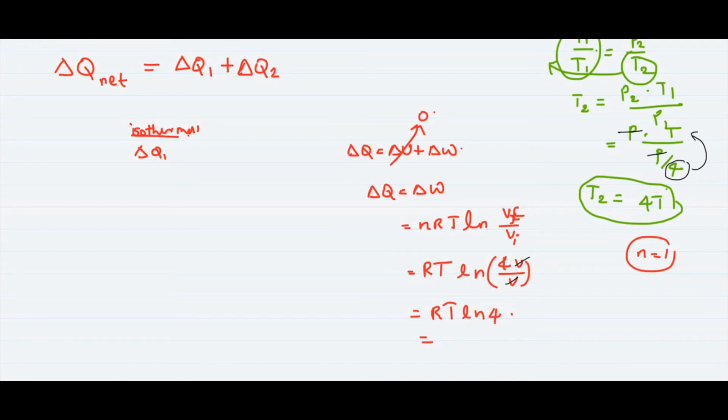It becomes 1.386. So RT ln 4 is done, and we got ΔQ1 as 1.386 into RT. So next is to find ΔQ2.